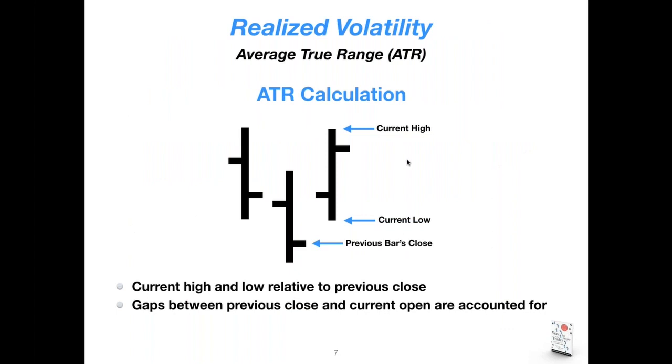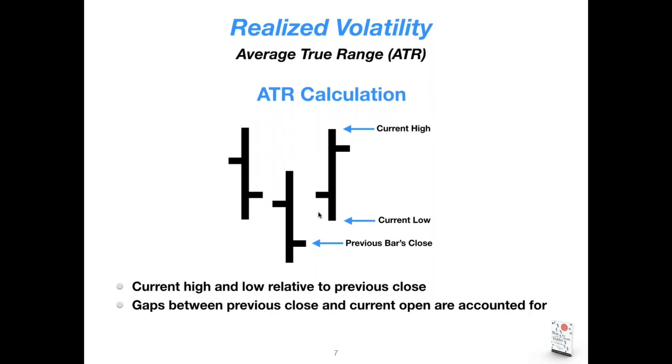So what's the calculation for realized volatility as expressed by average true range? Here we have 3 price bars. On the current bar, we have the current high, we have the current low. The difference between the two of these is the range of the bar, the high minus the low. But what average true range does in its calculation is it includes the previous bar's close into the calculation. So what's happening here is when we have a close and then an open, the gap between the two, this is accounted for with average true range. And that's what we need to capture volatility.